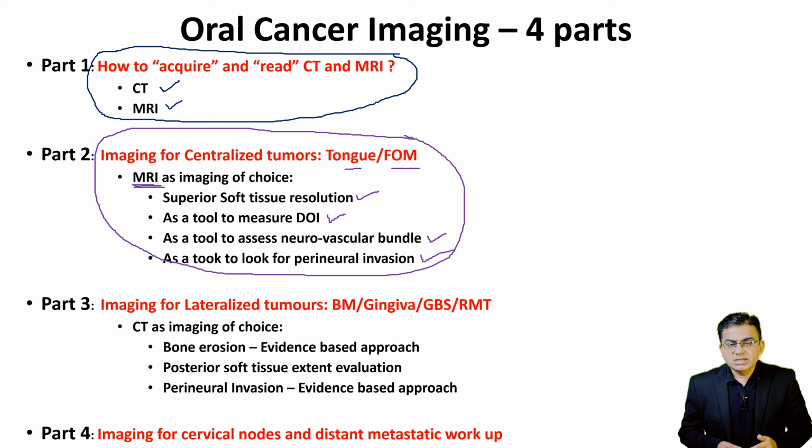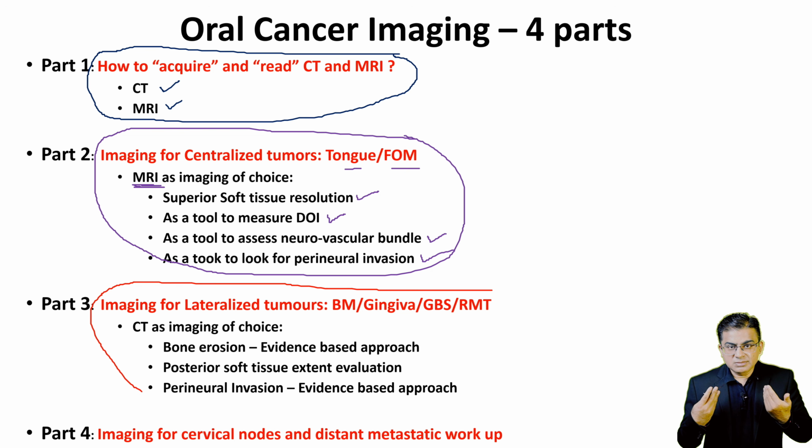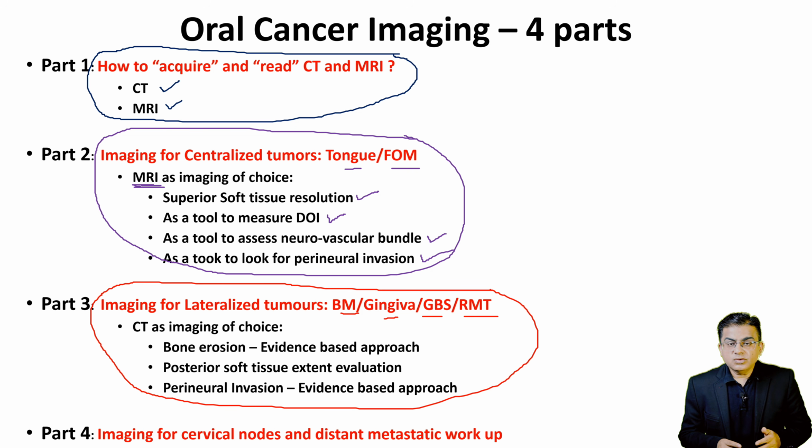Part 3 will shift to imaging for lateralized tumors such as buccal mucosa, gingivobuccal sulcus and retromolar trigone. For these sites, we will establish CT as the best imaging modality. I will give you the evidence-based approach for detecting bone erosion, evaluating the posterior soft tissue extent and tracking perineural invasion. Finally, part 4 is dedicated entirely to imaging for cervical lymph nodes and the distant metastasis workup.